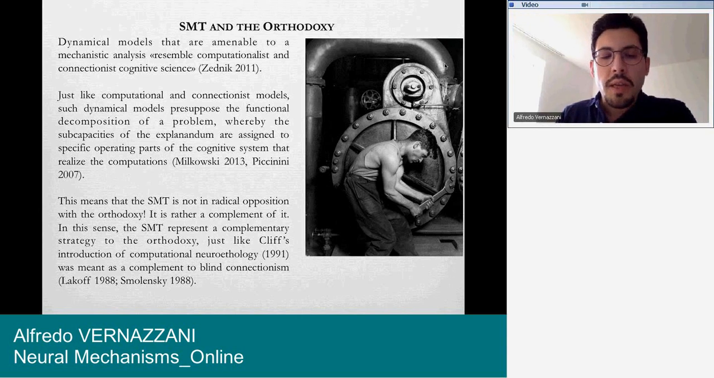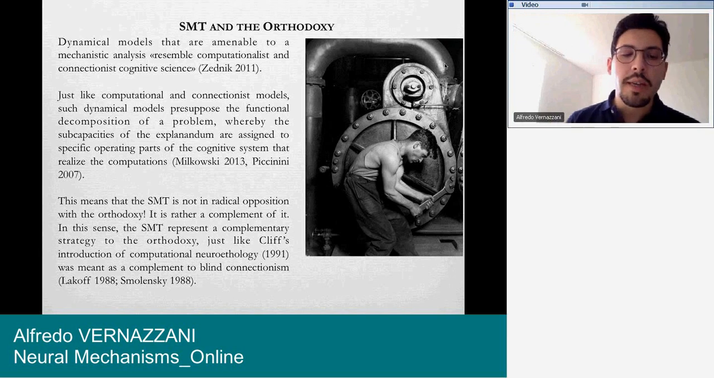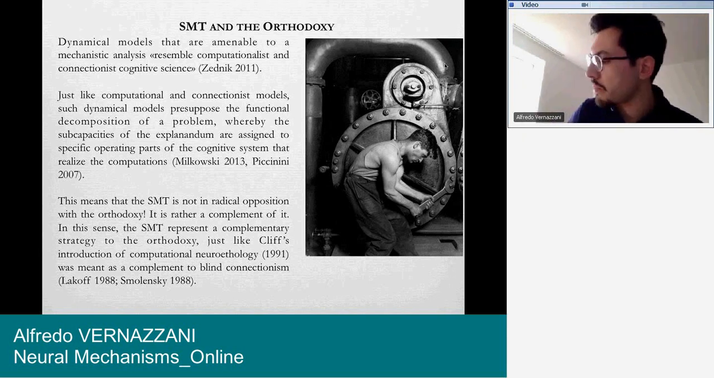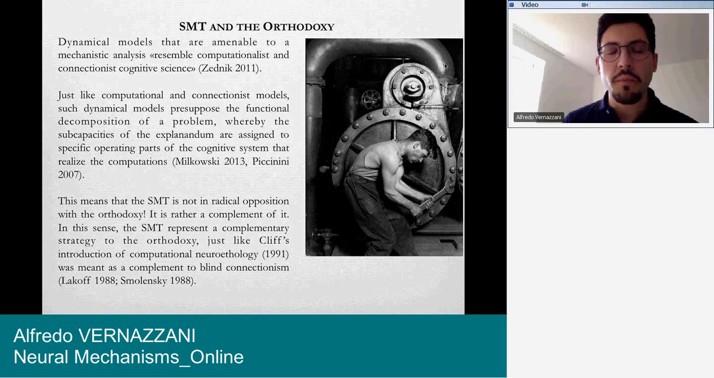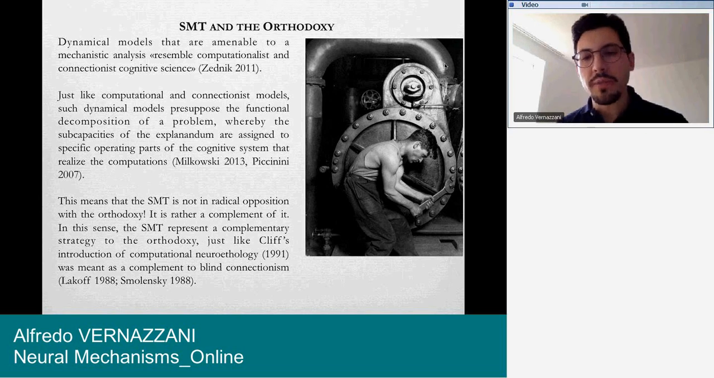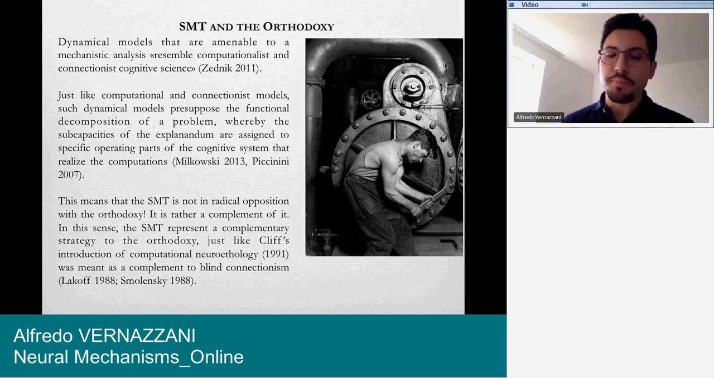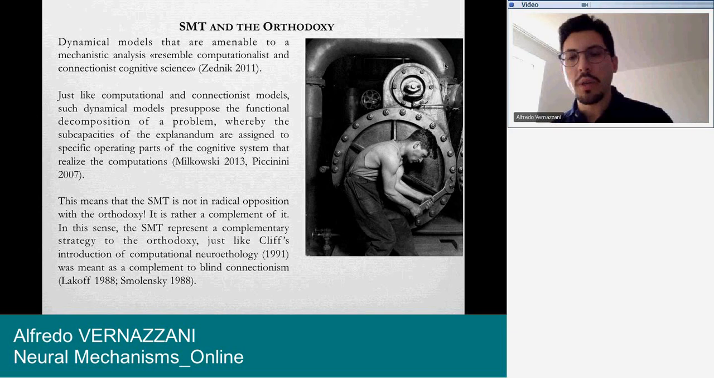This actually, I think, is consistent also with the remarks by Cliff about sensorimotor contingencies in computational neuroethology, which were meant as a kind of complement to blind connectionism. This is a reference to the older debate, Fodor and Smolensky. Now, this is the price the sensorimotor theory has, in a certain sense, to pay if we want to sidestep the problem of the mere description worry and the problem of determining the role of representations. We can opt for this mechanistic interpretation. But if we opt for the mechanistic interpretation, then the sensorimotor theory becomes a mere enrichment of the orthodoxy it purports to be an alternative to.